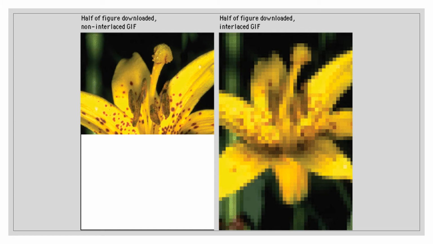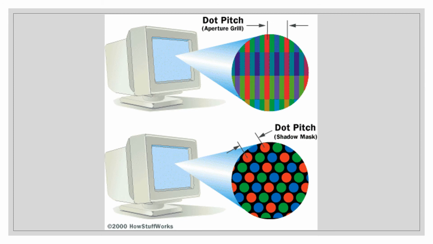Next we have dot pitch, which is also known as pixel pitch. It defines the sharpness of the display and how well the picture is defined. It measures the distance between the dots used to display the image on the screen. As you can see, the lower the dot pitch, the smaller the distance, and it is typically measured in fractions of millimeters.